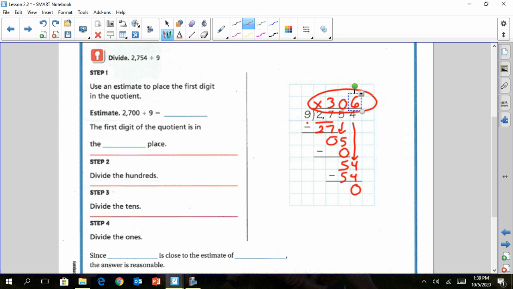You have also estimation. If you wanted to estimate prior to solving, you could round the 2,754. I would round it to the hundreds place to give you 2,700. And the difference is when you round with numbers here, you have to round those first two numbers to something that 9 will go into. So 2,700, because 9 goes into 27, that's how they got that estimate there. We will not be estimating, but it is good to talk about how to estimate with division.